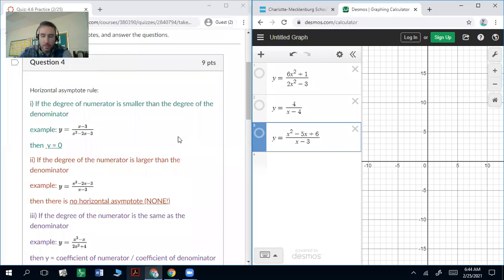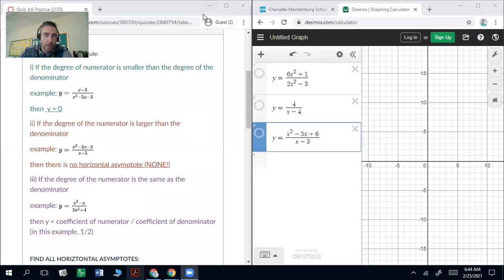Okay, we have a quick rule to get horizontal asymptotes. The first is if the degree of the numerator is smaller than the degree of the denominator. So in this case here, the numerator's degree is 1, the denominator's degree is 2, then it's always going to be 0. So you just say y equals 0.